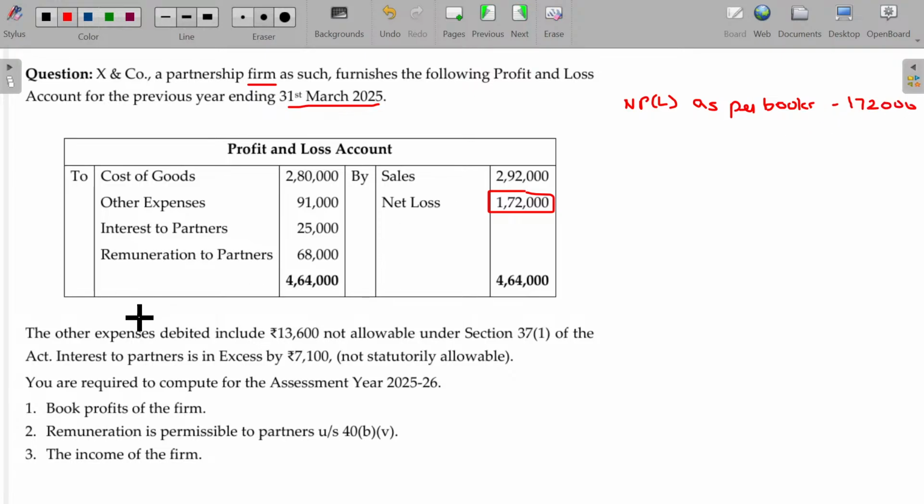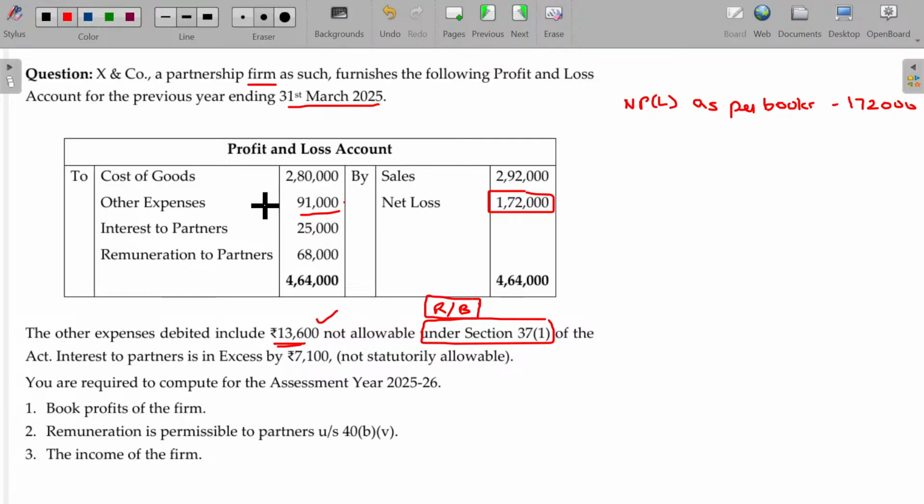Now, the other expenses debited include 13,600 not allowable under section 37 class 1. Expenses can be debited in the P&L account only if they are of revenue nature as well as business related, and not related to a legal violation or some other reason. If it is not satisfied, then it cannot be debited. So, as such, this 13,600 cannot be debited.